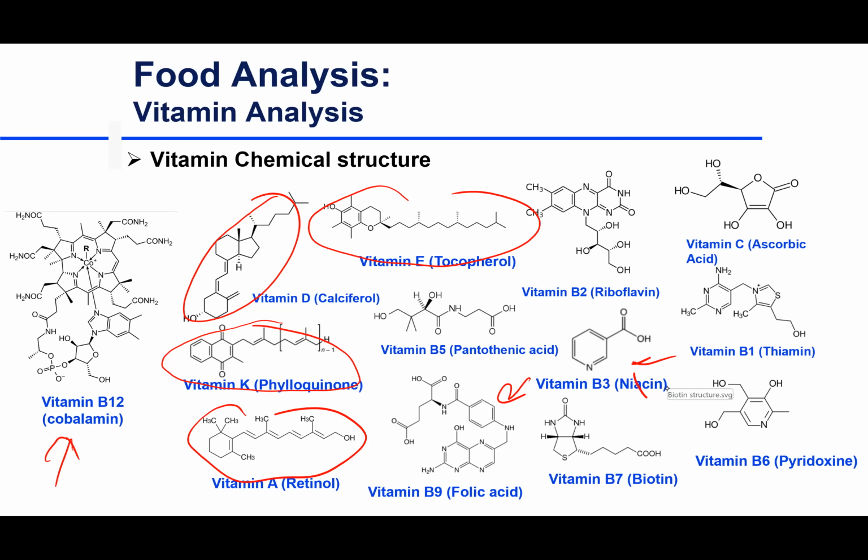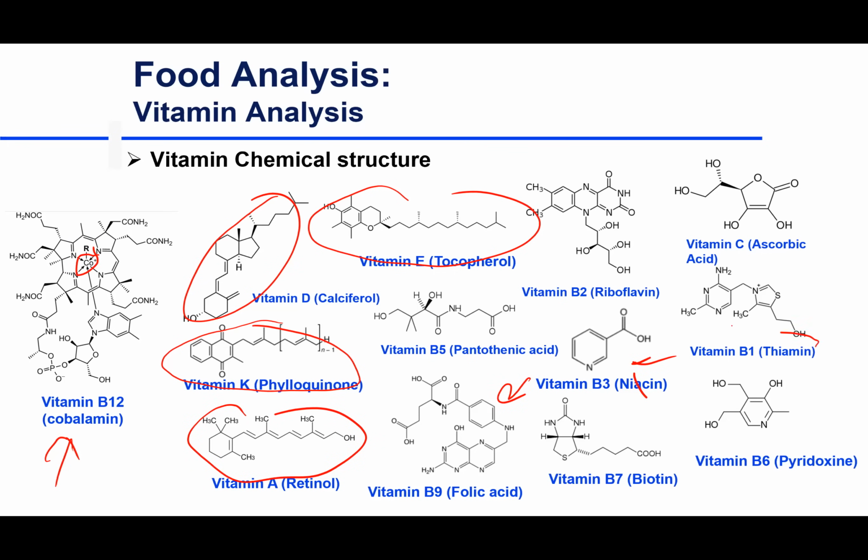They all have some interesting characteristics. For example, vitamin B12 is the only vitamin that contains a mineral. It has cobalt at the center of it. And so that's a unique characteristic of that.